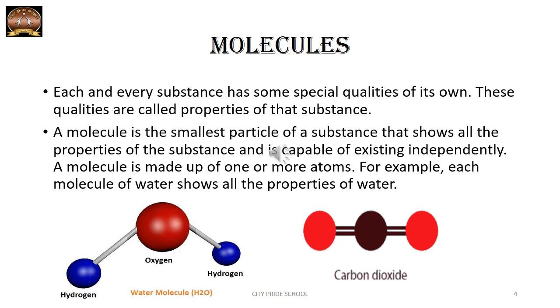Now, a molecule again is the smallest particle of a substance, and it shows all the properties of the substance, and basically it can exist independently in this environment. A molecule is made up of one or more atoms. The example given here is the molecule of water. You can see in the diagram that one molecule of water is made of two atoms of hydrogen and one atom of oxygen. Similarly, the second example given here is carbon dioxide, which is made up of one atom of carbon and two atoms of oxygen.